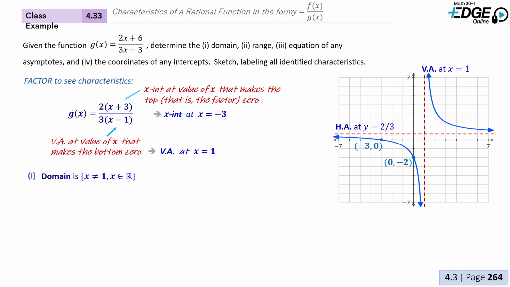The domain is going to be x cannot be equal to 1. That's our vertical asymptote. The range is going to be y cannot equal 2 over 3, which was our horizontal asymptote. Remember, we found that from our coefficients.